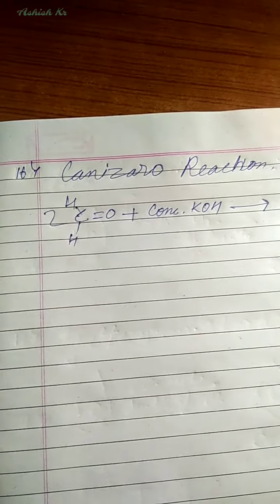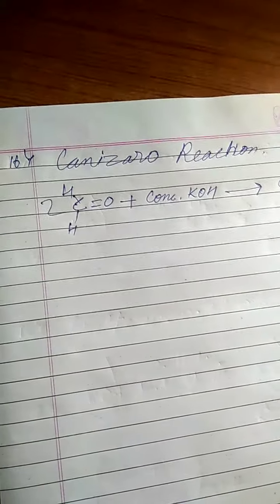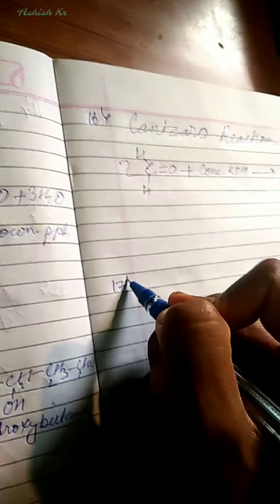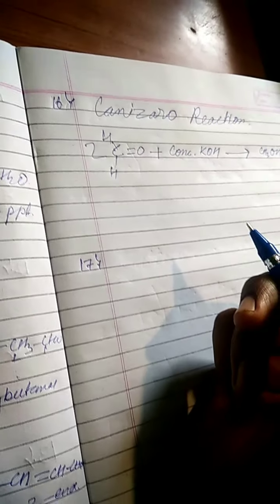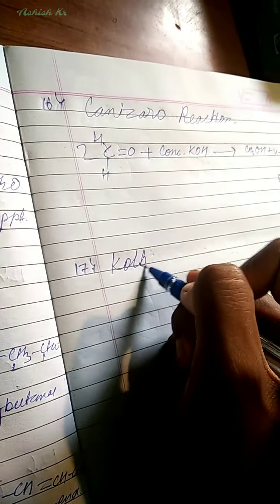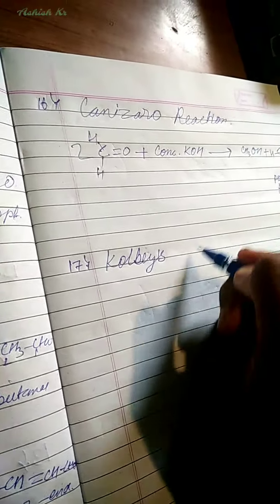So this is Cannizzaro reaction, and our next one is reaction 17. It is Kolbe's electrolysis reaction.